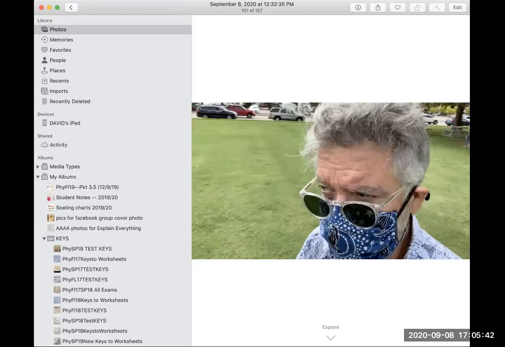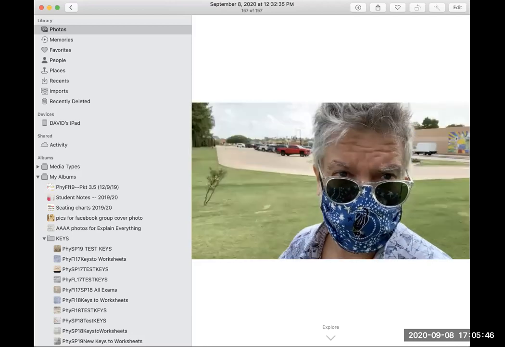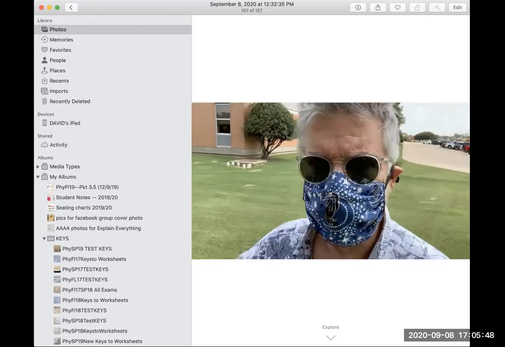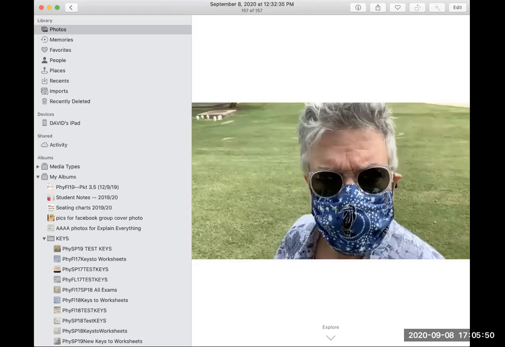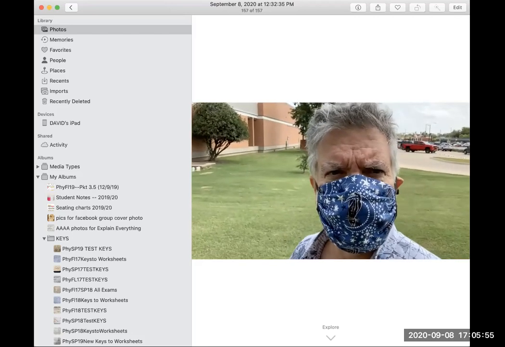So I can walk this way, I can walk parallel to the sidewalks, I can walk either which way. I can go up and down, I can jump up and down. I can do all that for 15 seconds and stop.